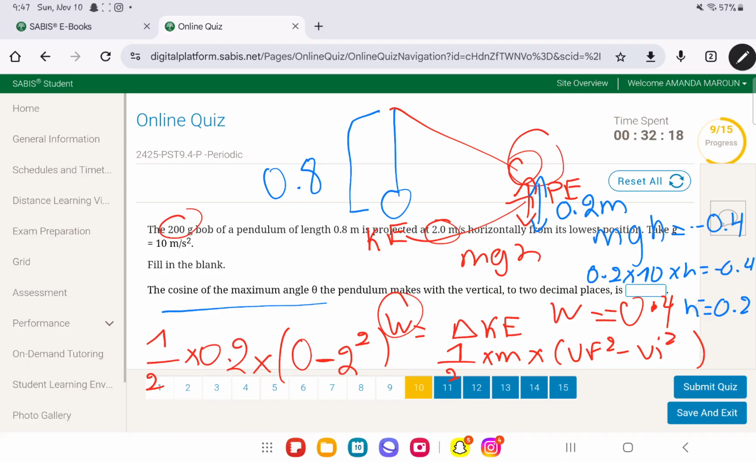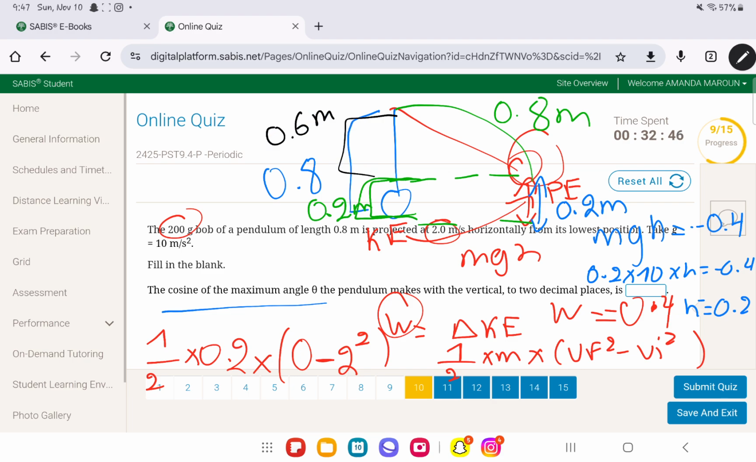Now, if you project it like this, you are going to get that this height over here is now 0.2 meters. That means the length of all of it is originally 0.8 meters, and from this part, we removed 0.2 meters. How much is left? 0.6 meters. So this over here is 0.6 meters.